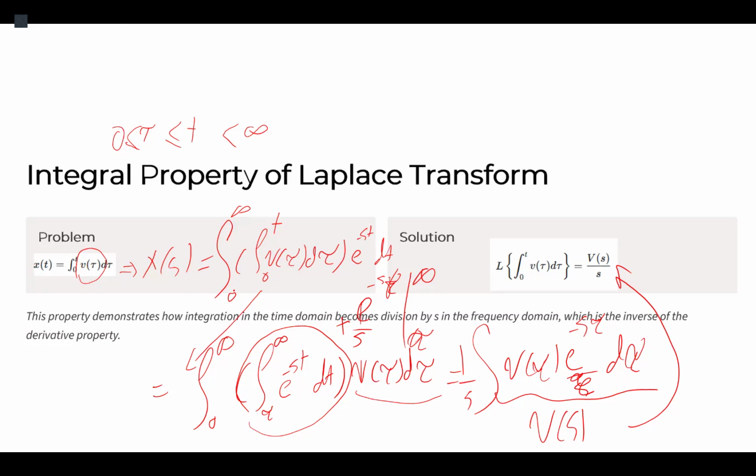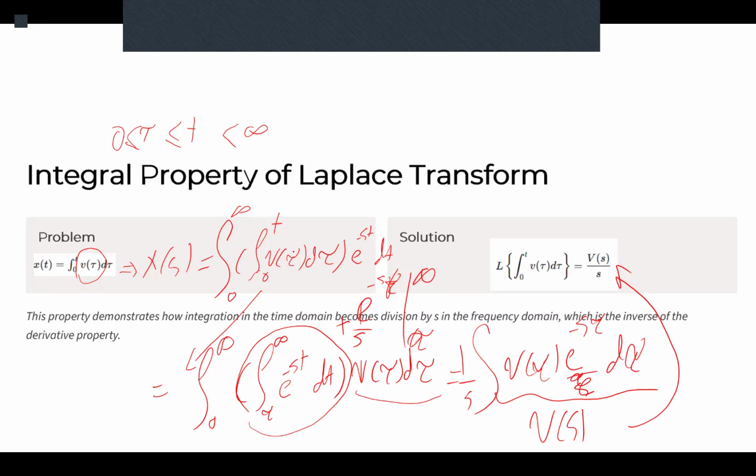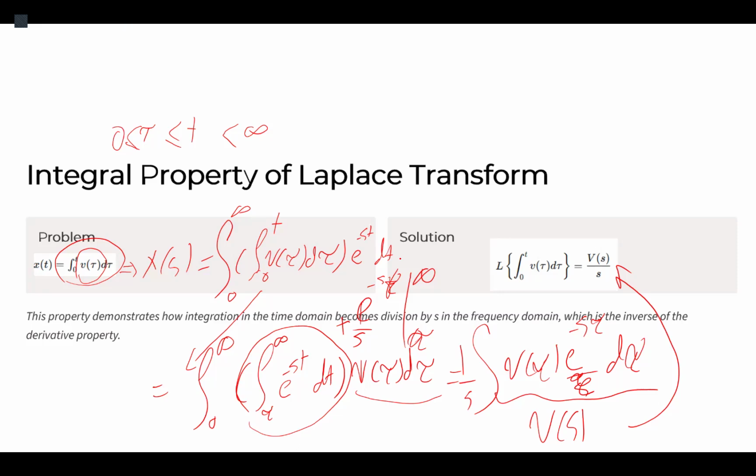Okay, we have a double integral. One goes from 0 to infinity. Inside that, we have the integral of v tau d tau from 0 to t. We wanted to calculate the Laplace of this, so it would be multiplied by e to the power of minus st dt. Are we good so far? Now, we use Fubini to swap the place of v tau and e to the power of minus st, and swap the parameters, tau and t.